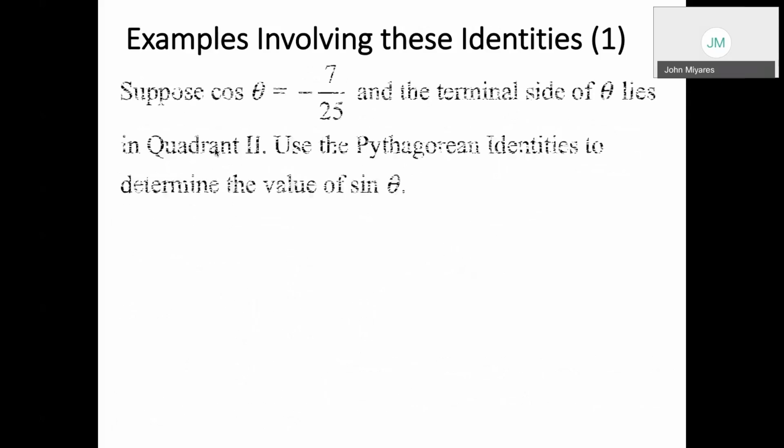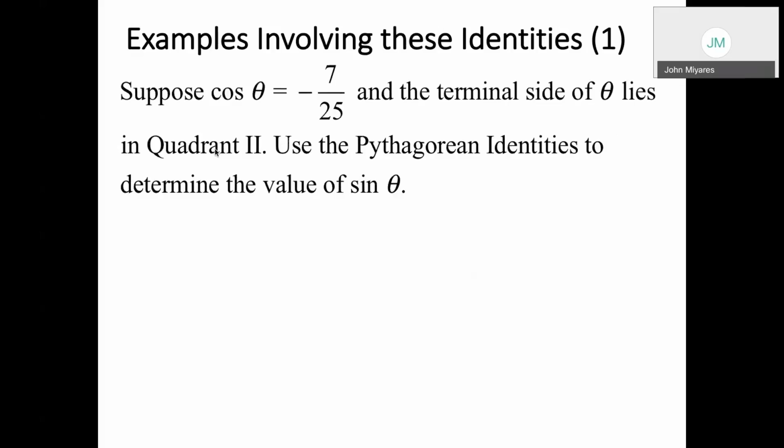Let's look at some examples that might come up in the homework and the problem challenges where you are applying these identities. Suppose you're told the cosine of angle theta is -7/25 and the terminal side of angle theta lies in quadrant 2. Use the Pythagorean identities to determine the value of the sine of theta.